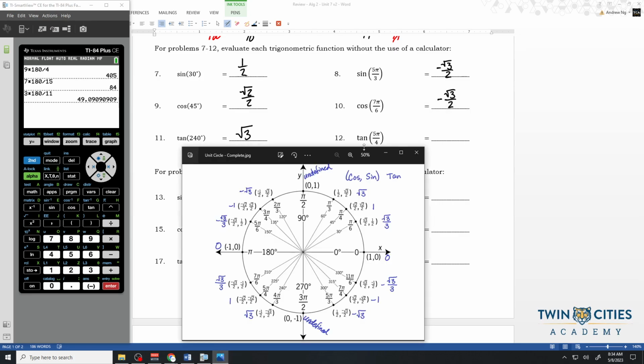And lastly, tangent of 5 pi over 4. So find 5 pi over 4. There it is. Tangent is on the outside there. That's 1.